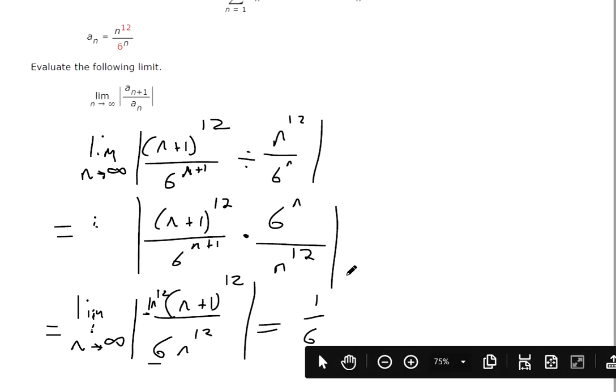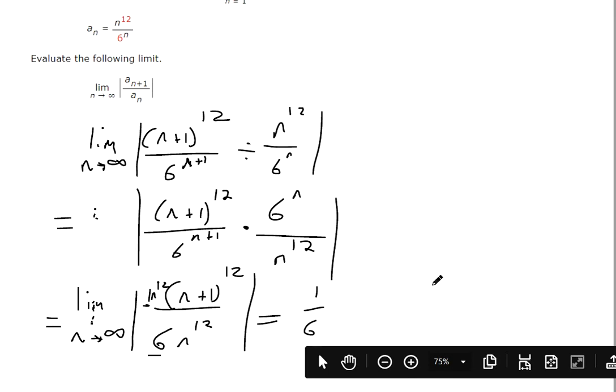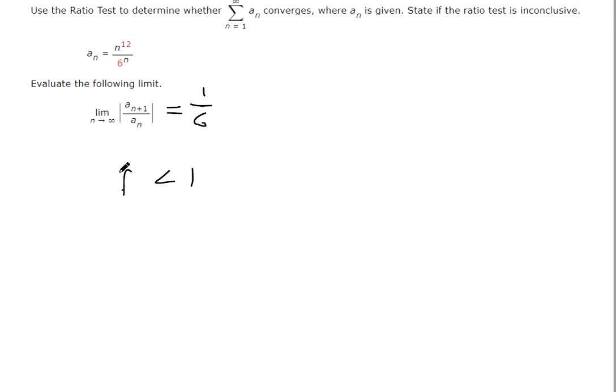Okay, so that's the first part. To evaluate the limit, it's 1/6. Since the limit, I think our text uses capital L, is less than 1, this is convergent by the ratio test.